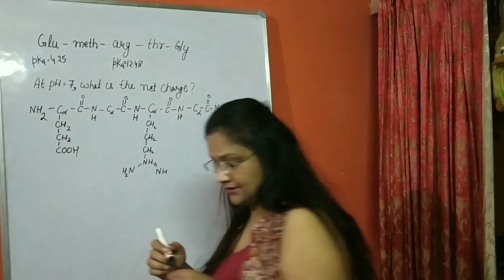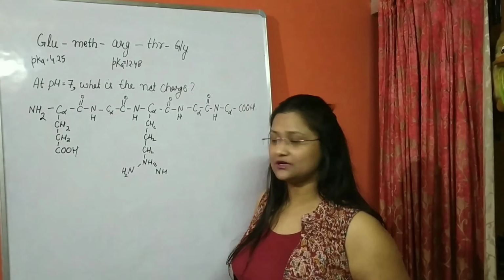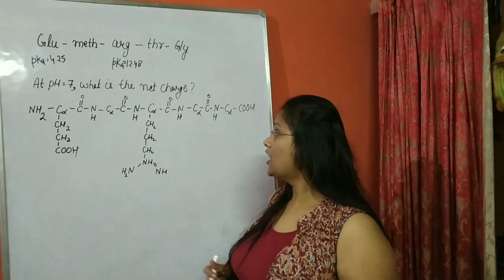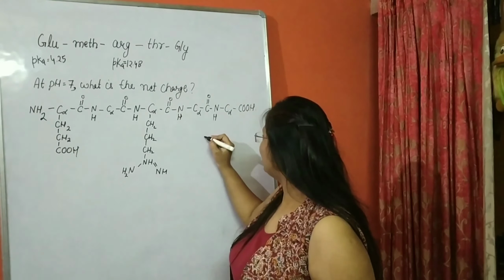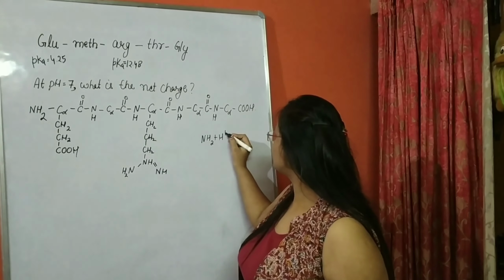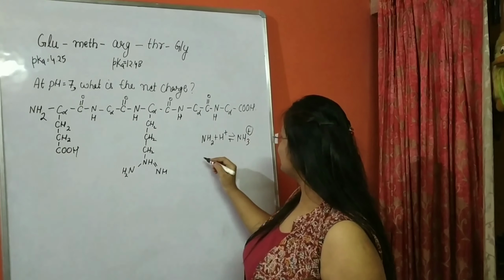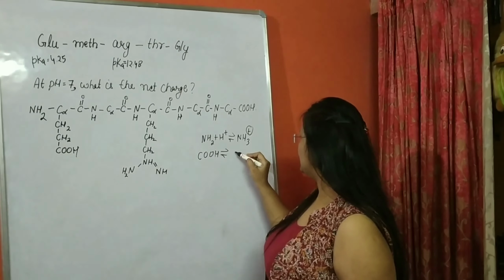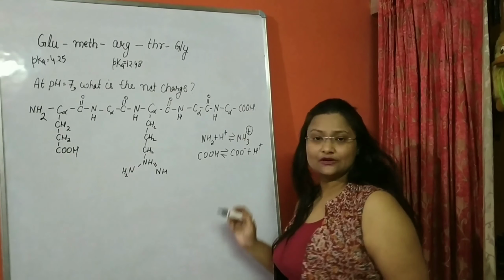Now, this polypeptide is kept at pH equal to 7, that is, neutral pH. Now we need to find out the net charge on this polypeptide at neutral pH. Now we know that when an NH2 group accepts H plus, it becomes NH3 plus, whereas when COOH loses H plus, it becomes COO negative and H plus.